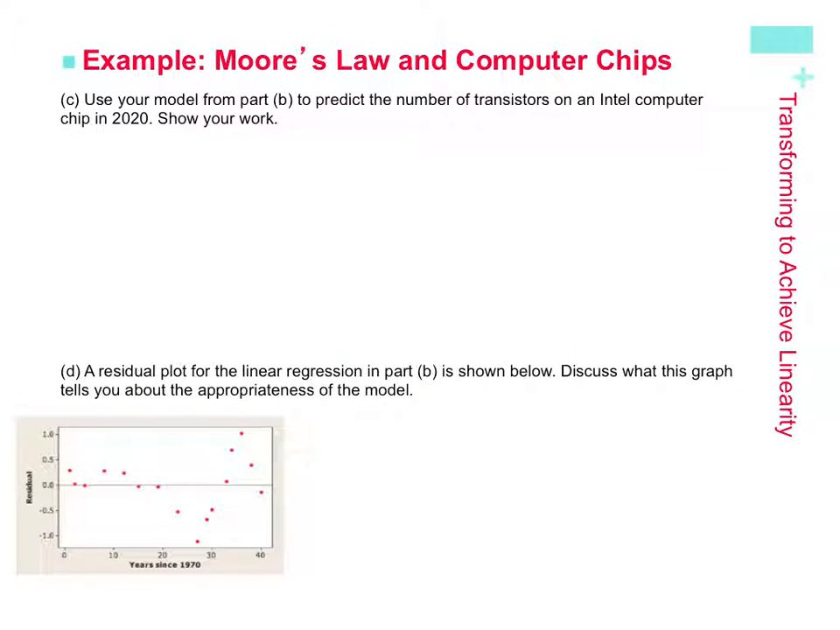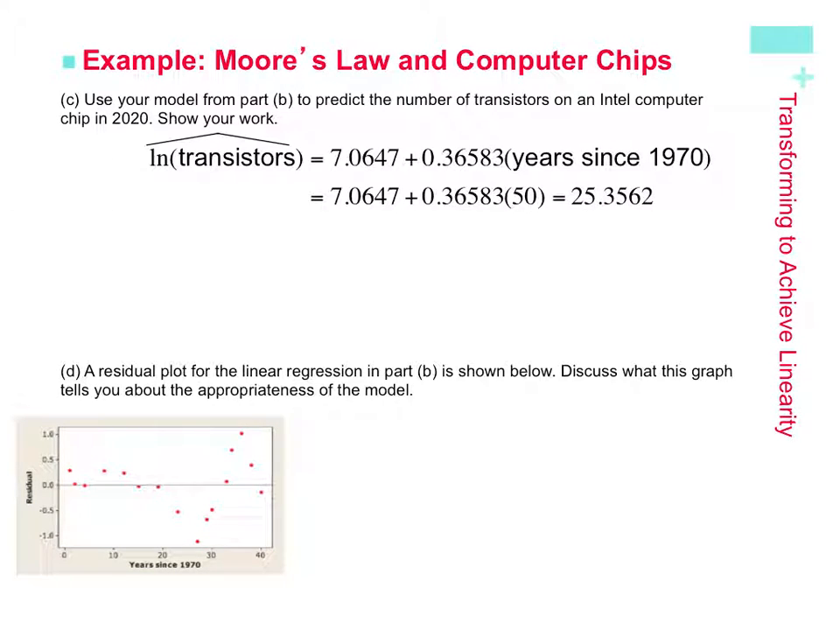Now I can use my model to predict the number of transistors on an Intel computer in 2020. So I'm going to use that equation that I just found, okay? So the natural log of the transistors, okay, is the y-intercept plus whatever we wrote last time, the slope times the 50, okay? So 50 years since 1970, okay? You're not done here. That's not your answer, okay? That also doesn't make sense if you think about it.